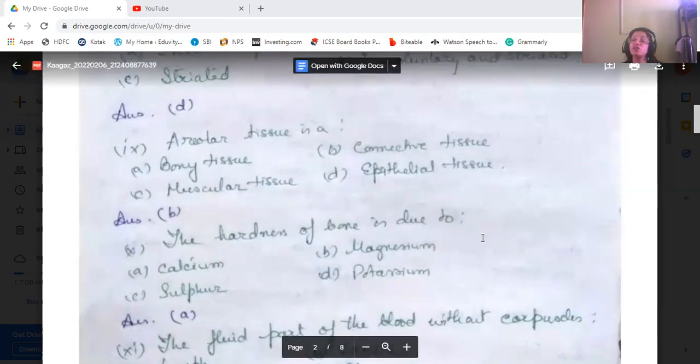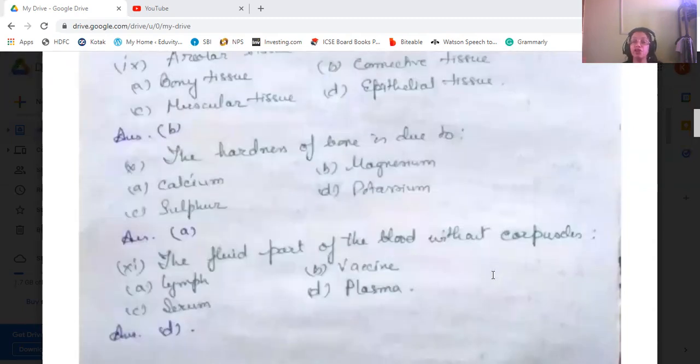Next is, the hardness of the bone is due to calcium, magnesium, sulfur, or potassium. It is due to the calcium which is present in it, not due to magnesium, sulfur, or potassium. The fluid part of the blood without the corpuscles is the plasma, not the lymph, not the vaccine, not the serum. It is the plasma which is present in the blood, the fluid part, besides the corpuscles which are present in it. Okay.